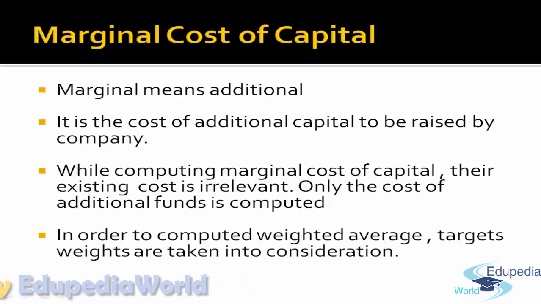Now, marginal cost of capital. Marginal means additional. For example, you have a company and you already have 100 lakh rupees, say 1 crore funds. You additionally raise 20 lakh rupees. You are in need of 20 lakh rupees. So the cost of raising that 20 lakh rupees is your marginal or additional cost. There is some cost for the 100 lakh rupees, but that is irrelevant. The cost of raising that additional funds is called marginal cost of capital.